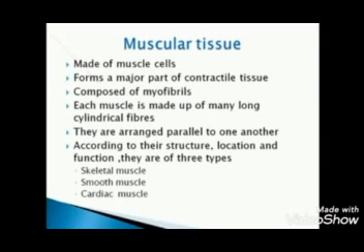Now the next one is the muscular tissue. Muscular tissues are made up of muscle cells. It forms the major part of the contractile tissues. The muscular tissue is composed of myofibrils. Each muscle is made up of many long cylindrical fibers. The muscle fibers are arranged parallel to one another according to their structure, location, and function. They are of three types: skeletal muscle, smooth muscle, and cardiac muscle.